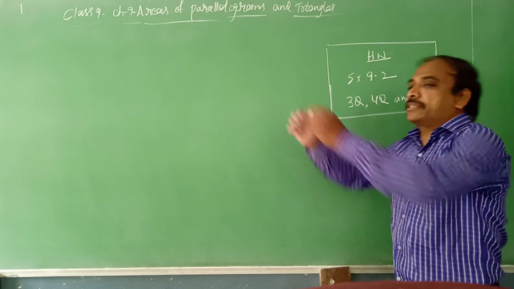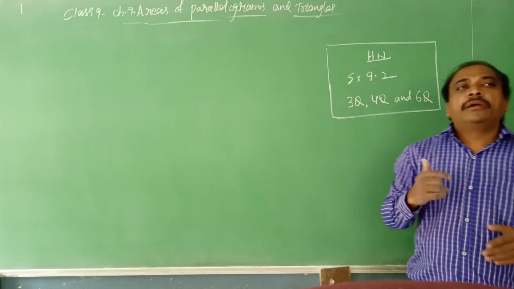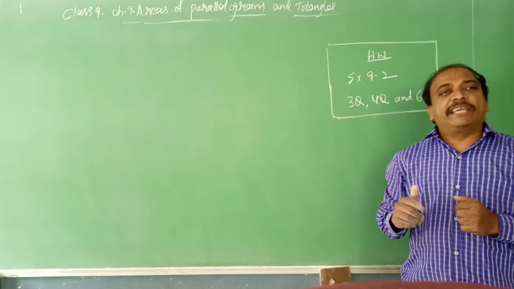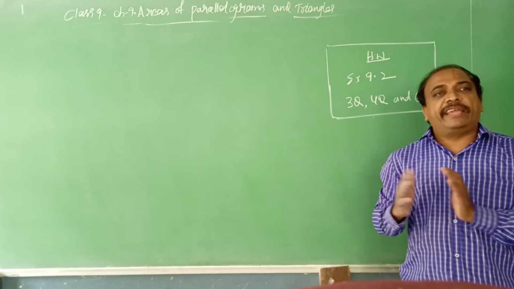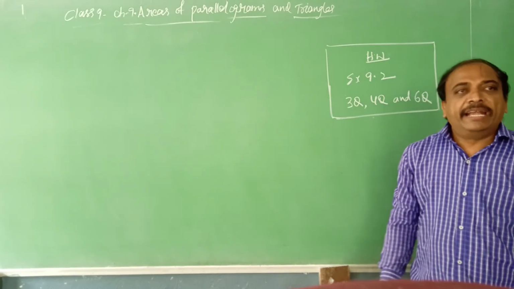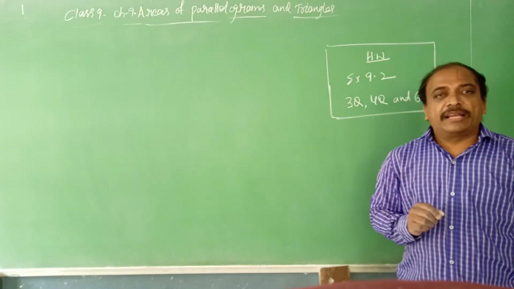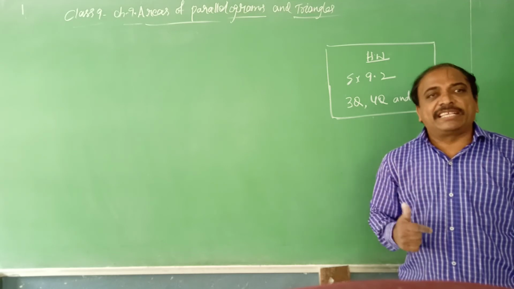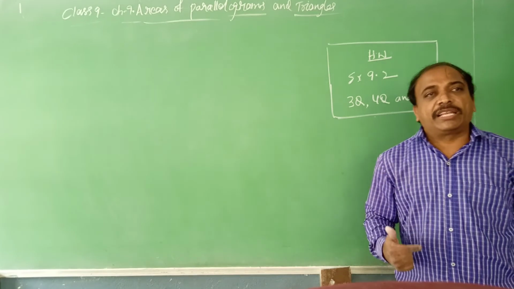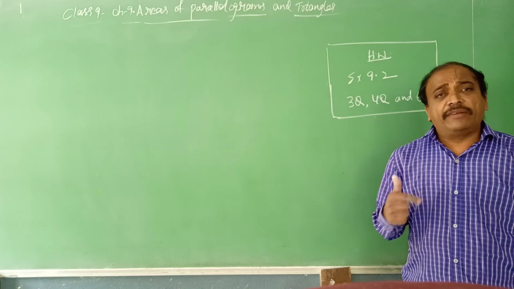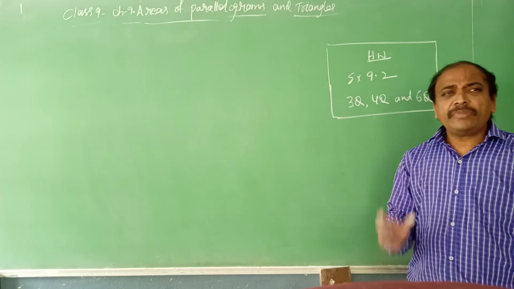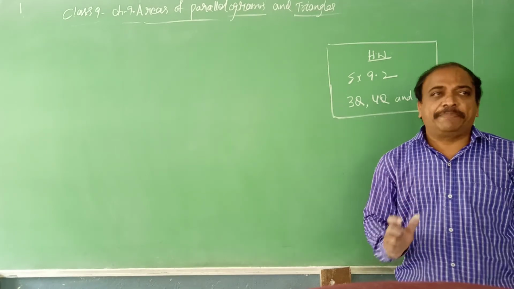So today we have discussed these questions. If parallelograms lie on the same base between the same parallels, their areas will be equal, and if a triangle and a parallelogram lie on the same base and between the same parallels, then the area of the triangle is half of the area of the parallelogram. I hope today's concept is clear to you.